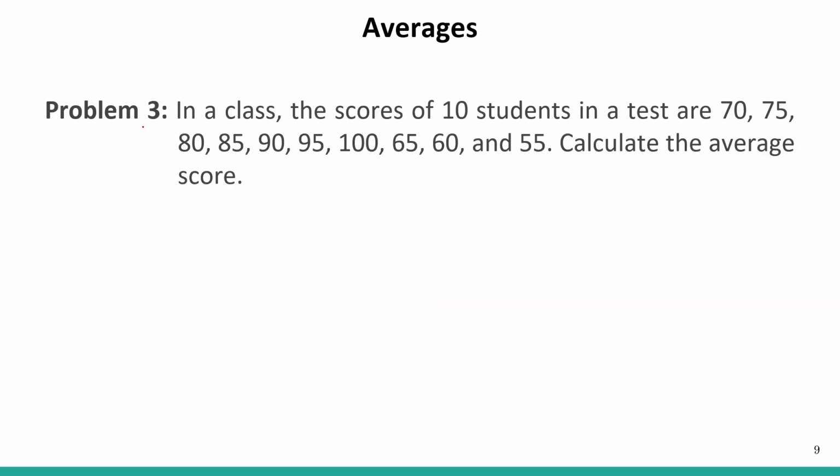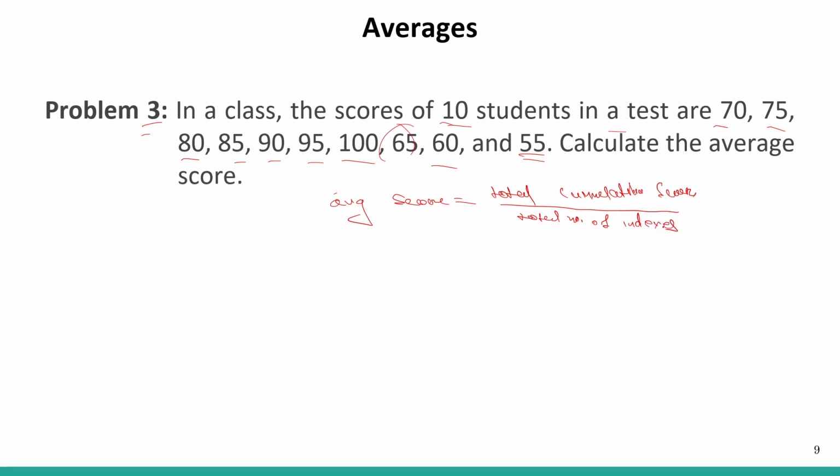So let's see problem number 3. In a class, the scores of 10 students in a test are 70, 75, 80, 85, 90, 95, 100, 65, 60 and 55. Okay, so calculate their average score. We know that the average score formula is average score is equal to total cumulative score whole by total number of indexes, right?